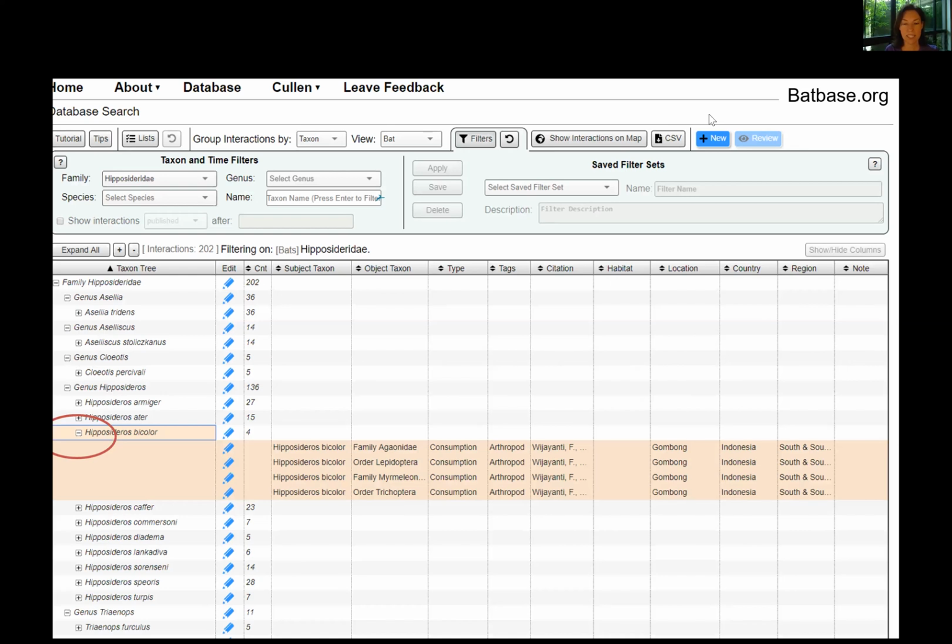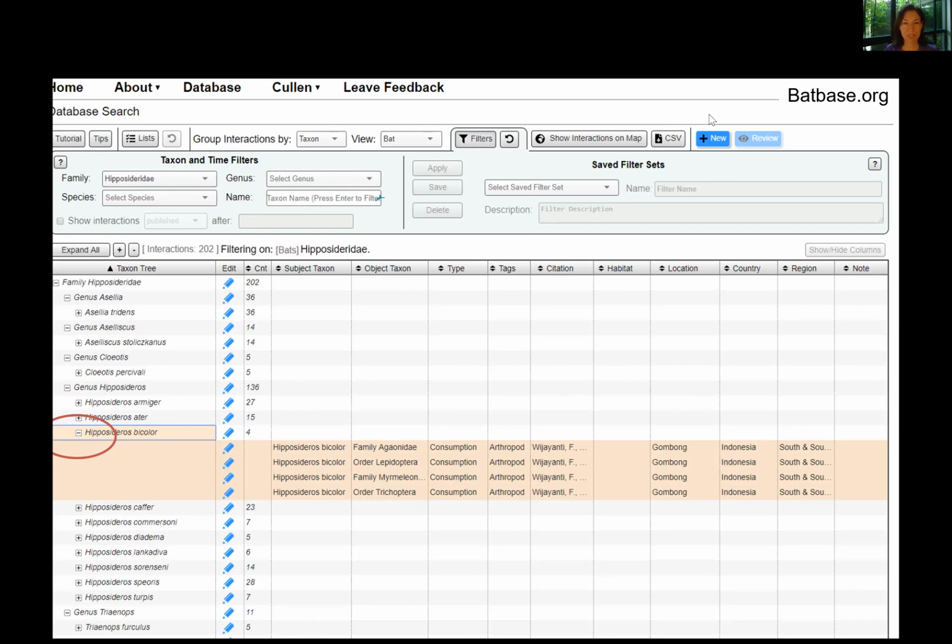And you can see in each of the columns, you can see the object taxon. These are obviously families and orders of insects. We can say the bats are consuming these insects. We have the citation, we have the name of the author and the information. In this particular case, we didn't have habitat information, but we do have the name of the location. The country is Indonesia, et cetera, et cetera.